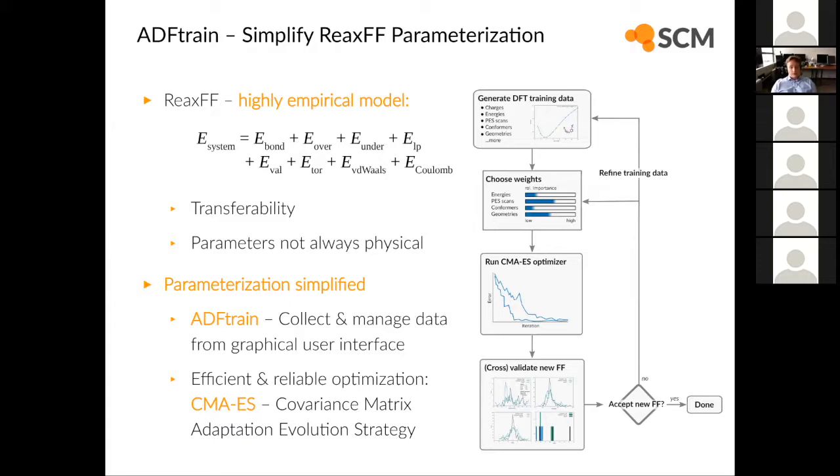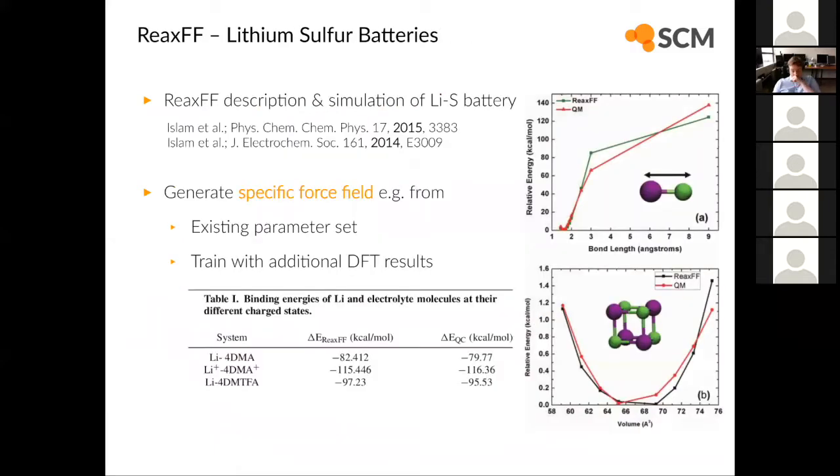And in order to make that a bit easier, we recently added a set of different tools in the Amsterdam Modeling Suite. For example, ADF train allows one from the graphical user interface to collect and manage training data. And then there are powerful parameter optimizers like CMA-ES, which basically allow one to train the model properly and very efficiently, so that one can then use this to describe large-scale simulations. And that is also the beginning of the project I want to present here.